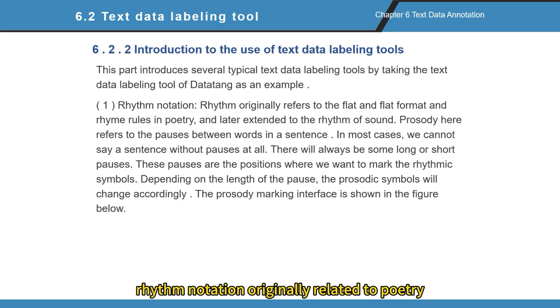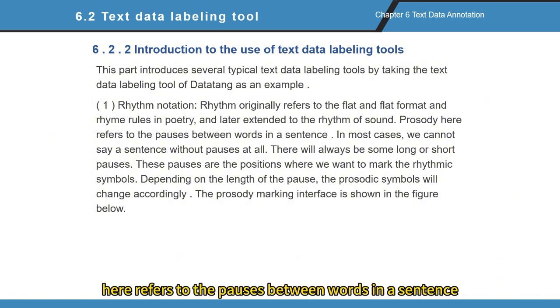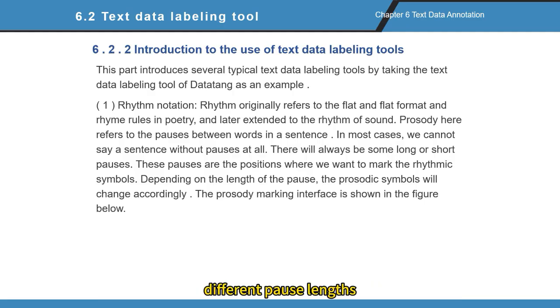Rhythm notation, originally related to poetry rhythm, here refers to the pauses between words in a sentence. Different pause lengths result in different prosodic symbols.